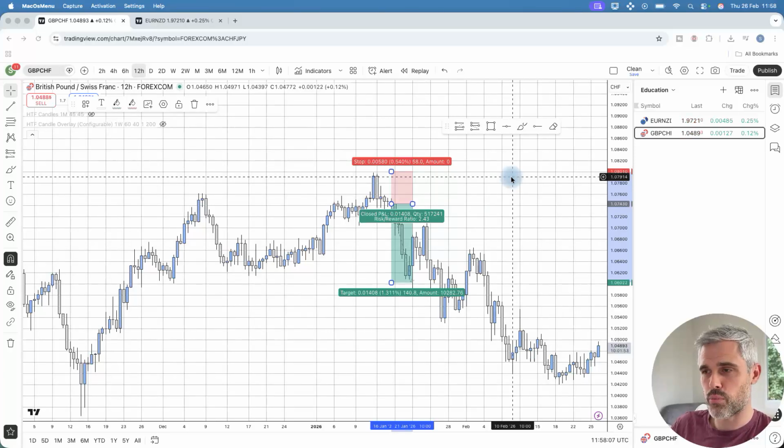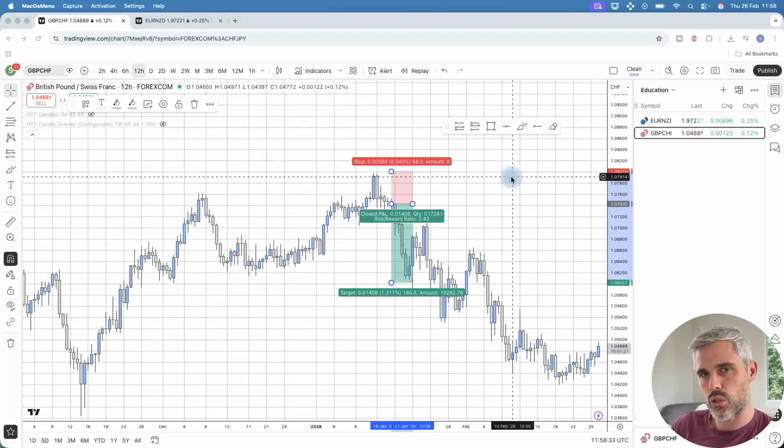There's no such thing as breaks of structure in the way that you've been taught. Every break of structure that you've ever marked on your chart is likely a higher time frame AMD, accumulation, manipulation, distribution. That is how the markets move. So when you see break of structure, what you could be looking at is manipulation to distribute against your position. And that's exactly what happened with this 2.4R on GBPCHF.